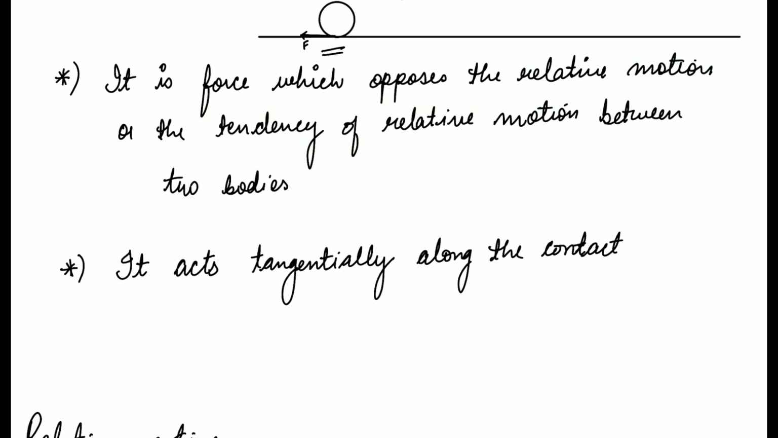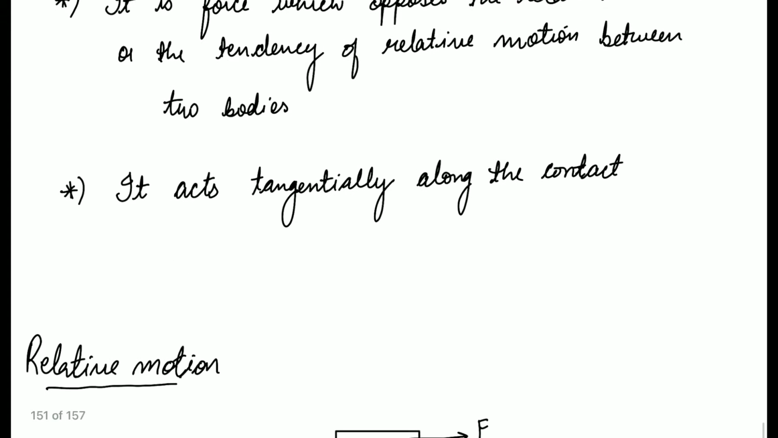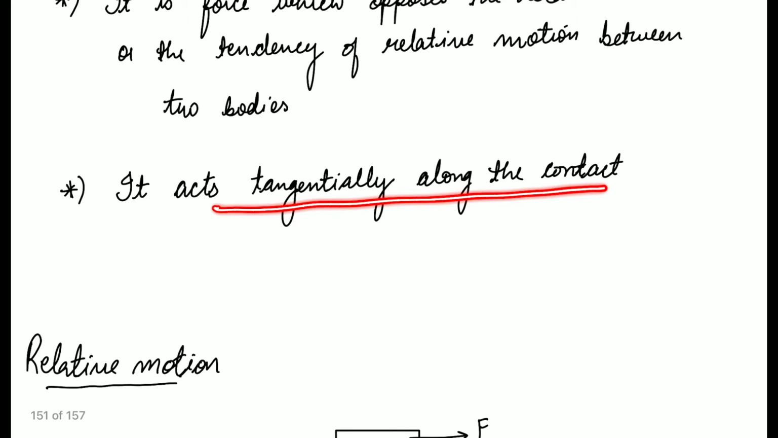So when I say tendency of relative motion, it means you can apply some force, but the body is not moving. Even if the body is not moving, there is still a frictional force opposing you, right? So it opposes the tendency as well as the relative motion of a body or between two bodies, right? Okay, great. It acts tangentially along the contact, right?